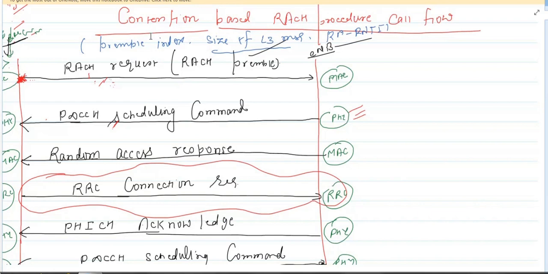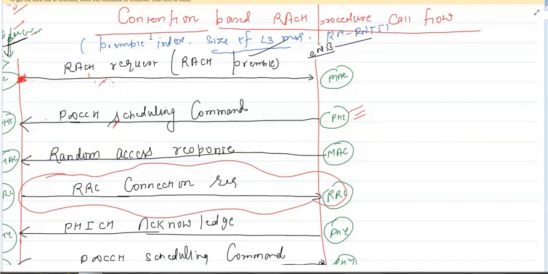So what is the RA-RNTI? That we have to understand. In the simplest way, you can say it's the mapping of your frequency and time domain. The combination of frequency and time mapping will be defined by the RA-RNTI. It means at which time and at which frequency, their intersection will be identified by one identifier, that's called the RA-RNTI.